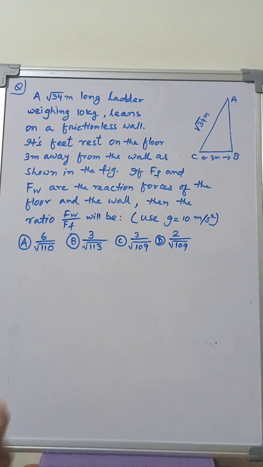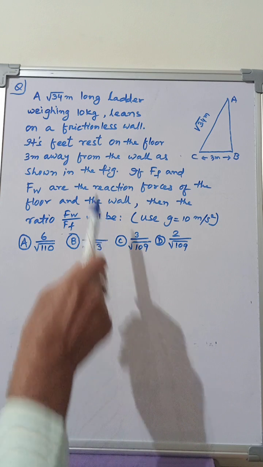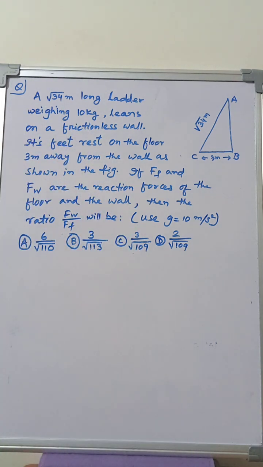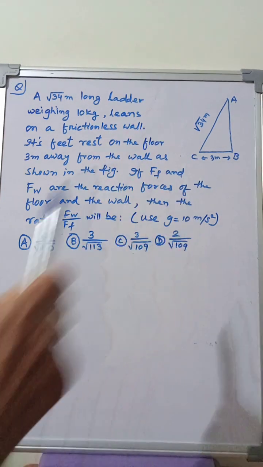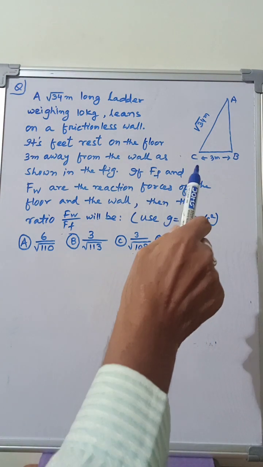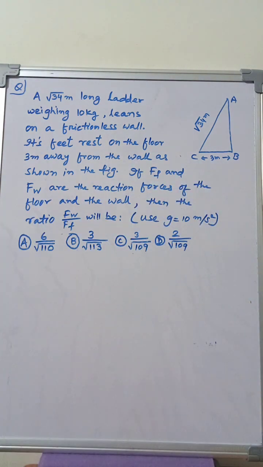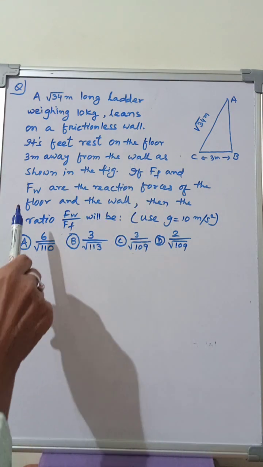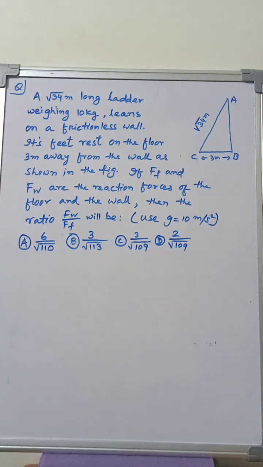AC is the ladder whose length is root over 34 meters and its mass is 10 kg. It is leaning against a smooth vertical wall AB. Foot of the ladder is C. It is 3 meters away from the wall. Therefore, BC is equal to 3 meters. Reaction of the floor is equal to FF and that of the wall is equal to FW. We are required to find the ratio FW by FF.